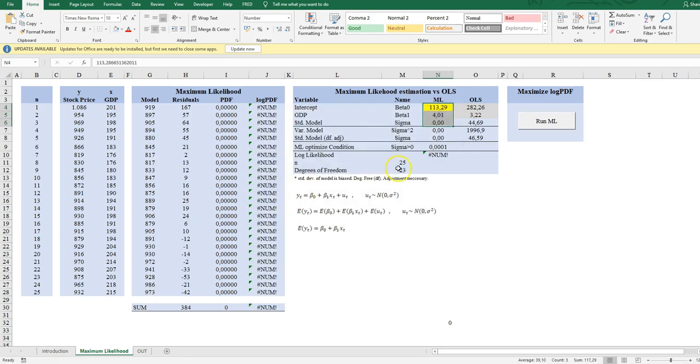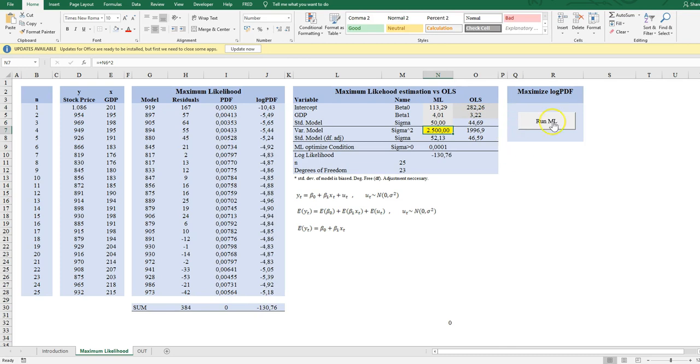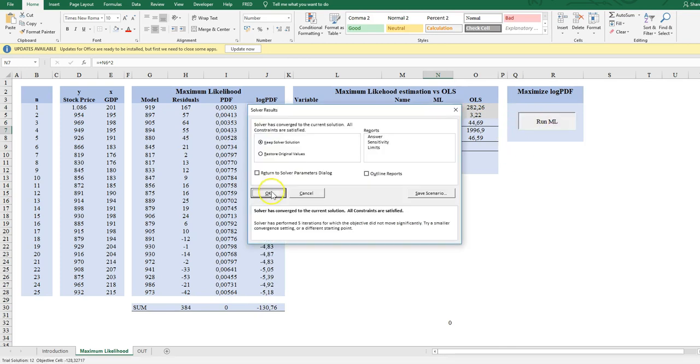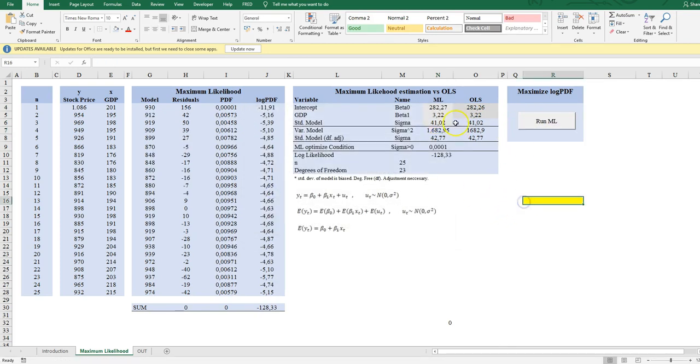And there was a problem here, but so here we get the result of the model: intercept, GDP, standard deviation of the model, and the variance. And here I just changed a little bit, because if we want to have an unbiased estimate of the variance, we need to do some degrees of freedom adjustment, which I've done here.